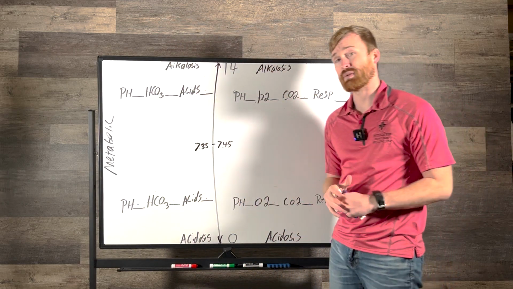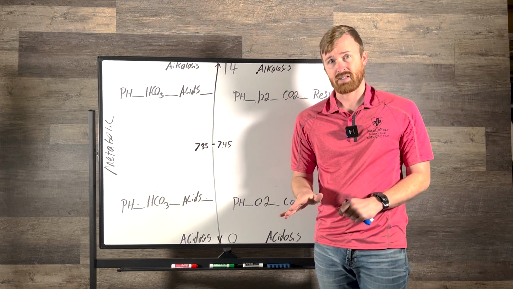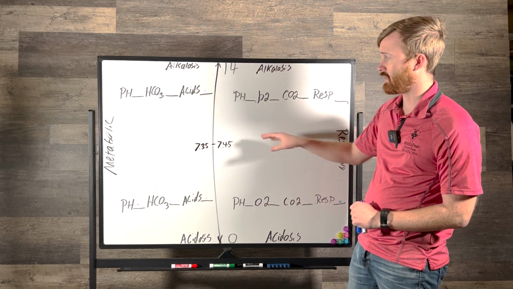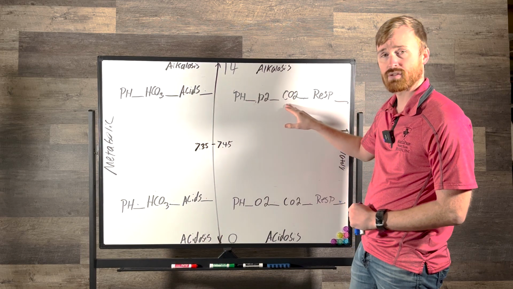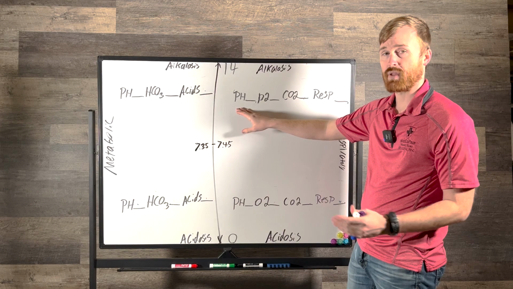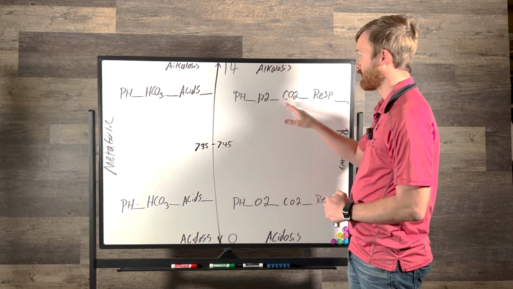So to start, we're going to be going over the respiratory side. And again, we're not going to be focusing on any numbers. Your respiratory side is made up of 4 components. So you have your pH, you have your O2, and you have your CO2, and then you have your respirations. Now, your pH is just going to be up or down. Your O2, how much available oxygen do you have?